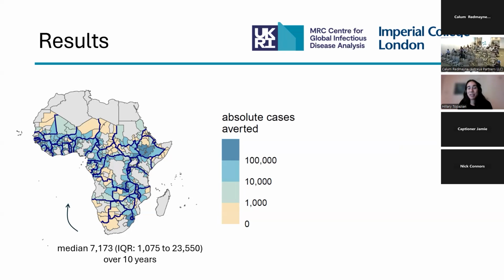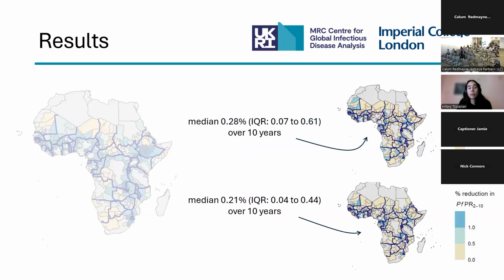But you can see that the emerging pattern seems to point to areas of low transmission that have higher transmission neighbors. And then we see similar results and geographic trends when we're looking at the percent of cases averted and then the percent reduction in parasite prevalence. And both of the measures are quite small.